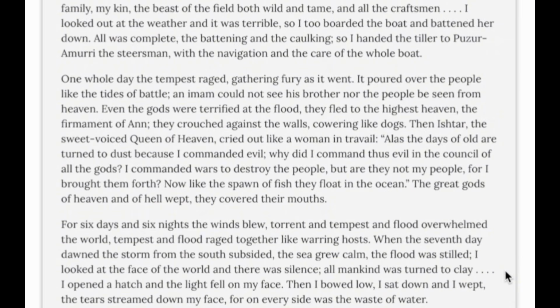All right. For 6 days and 6 nights the winds blew. Torrent and tempest and flood overwhelmed the world. Tempest and flood raged together like warring hosts. When the 7th day dawned, the storm from the south subsided. The sea grew calm. The flood was stilled. I looked at the face of the world, and there was silence. All mankind was turned to clay.